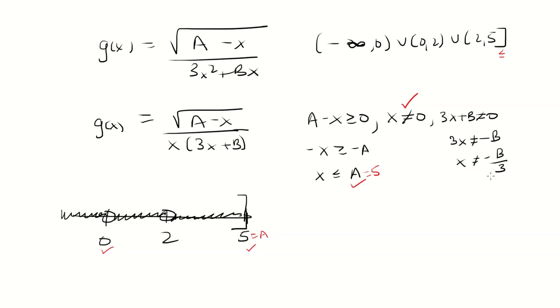x cannot equal negative b over 3. Well, by process of elimination, that has to equal 2. So negative b over 3 has to equal 2, which means negative b equals 6. So b is negative 6. So the values of a and b are a equals 5 and b equals negative 6.